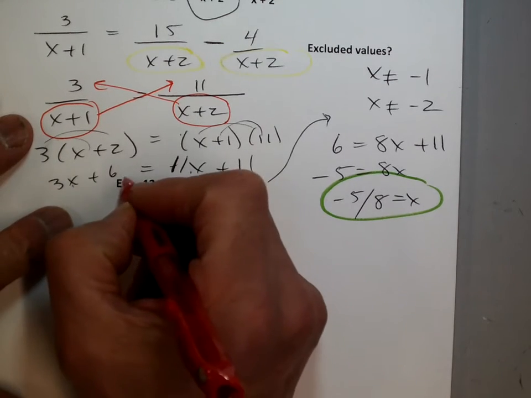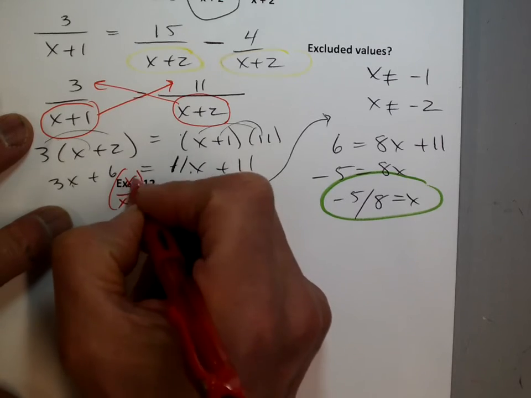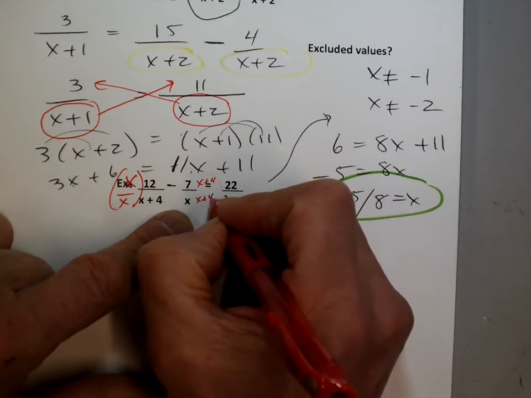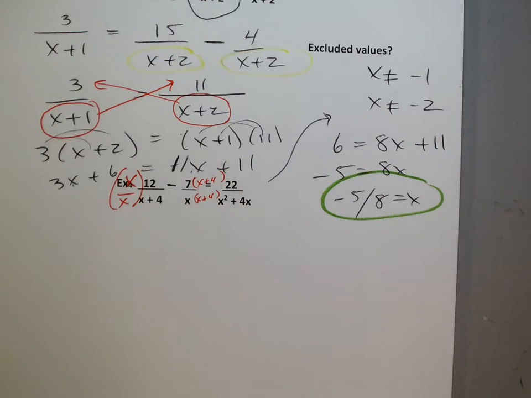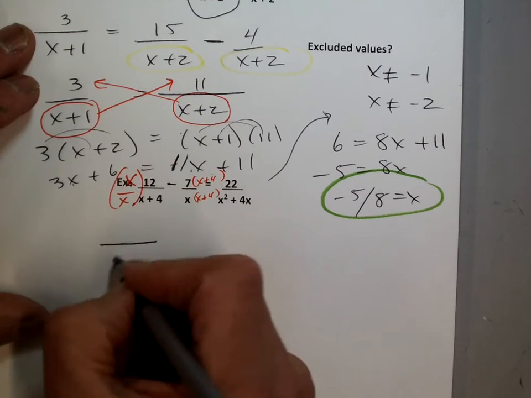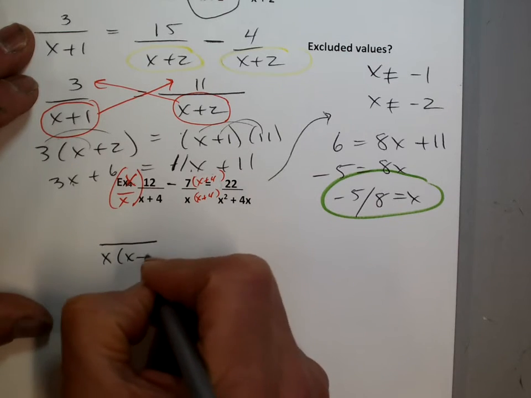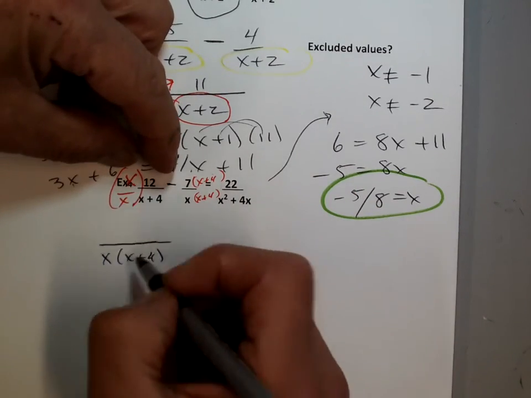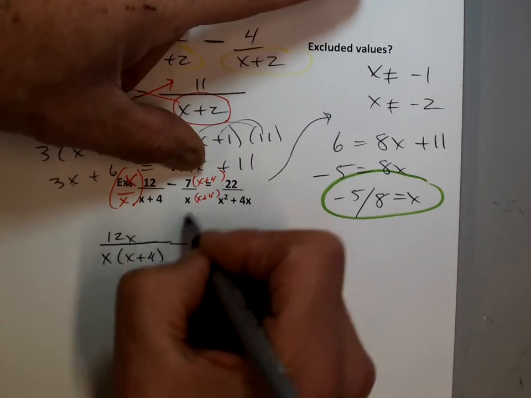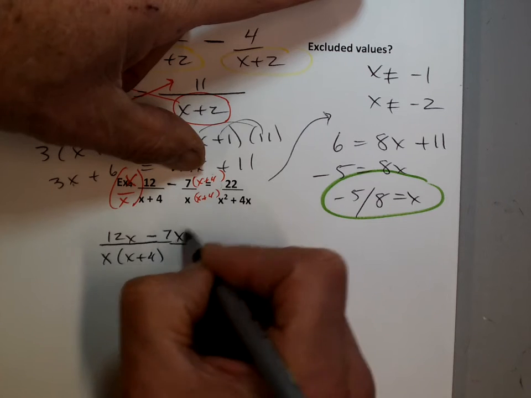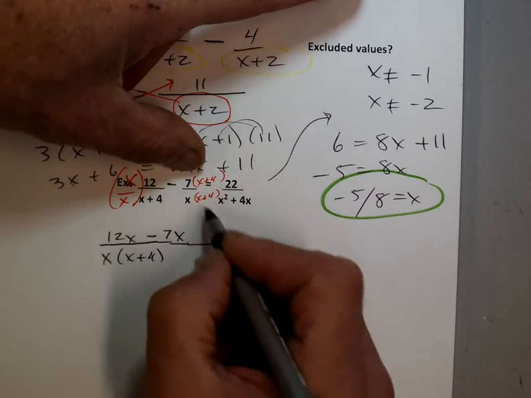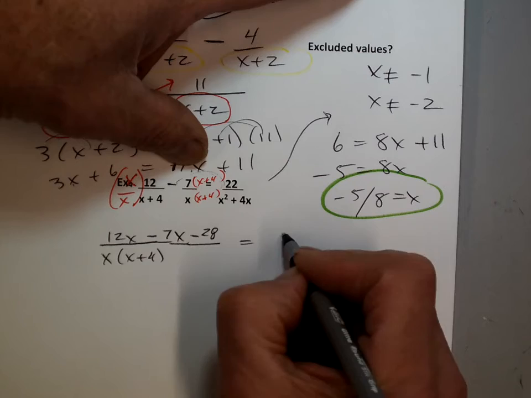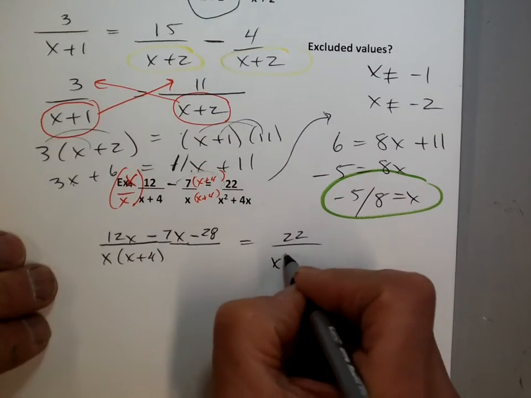So I'll multiply the first fraction by x over x. And I'll multiply this fraction by an x plus 4 over x plus 4. So I get a common denominator. So my common denominator really is simply going to be x times x plus 4. And then I'm going to have a 12x minus a 7x, don't forget minus 28. Minus 28 because the negative 7 times 4. Okay, and that's going to equal 22 over x squared plus 4x.